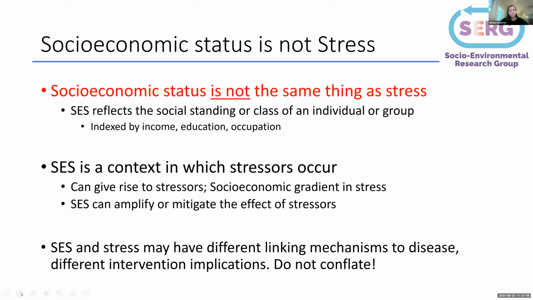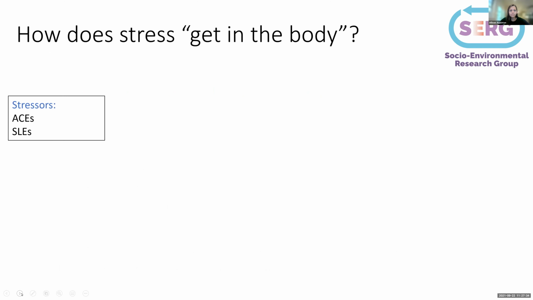And SES and stress may have different linking mechanisms to disease. So if you're thinking about intervention, the intervention implications are actually quite different when we're thinking about SES as a cause of health or health disparities, or stress being a cause of health or health disparities. So it's important not to conflate these factors. We should treat them as interrelated constructs, but keep them separate in our minds and in our analytic plans.